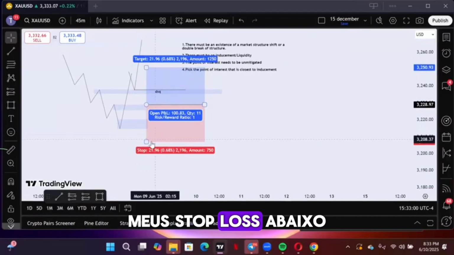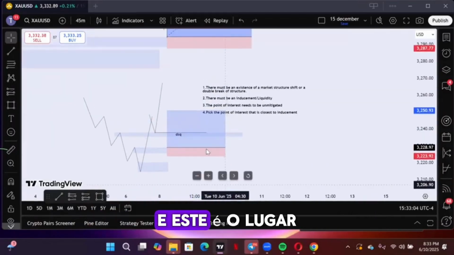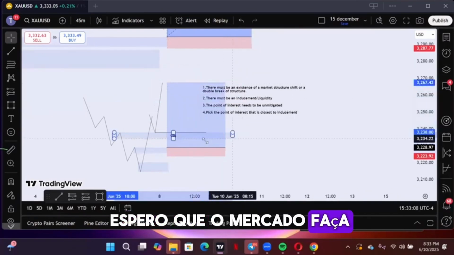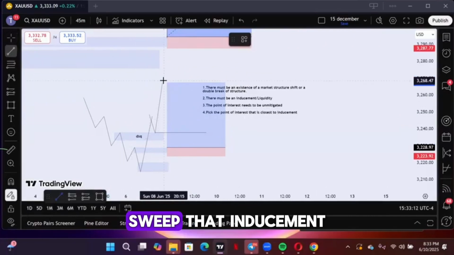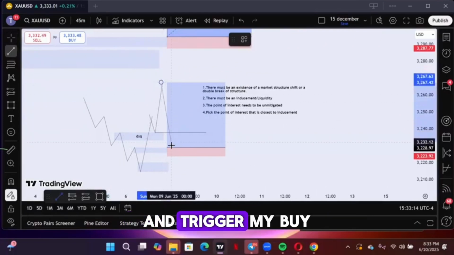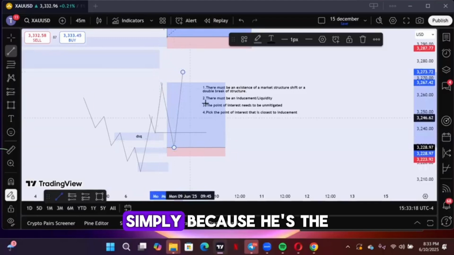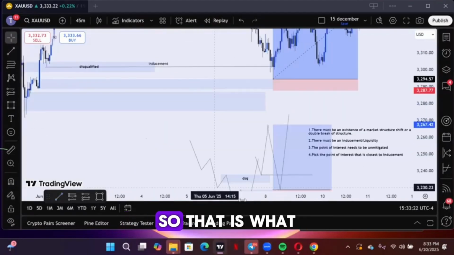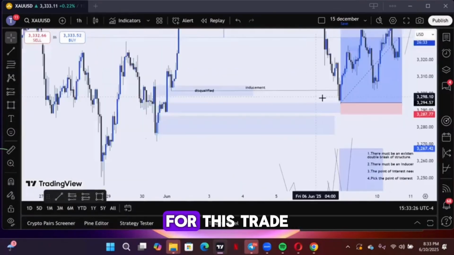Then my stop loss below the candles of the breaker block is probably going to be here, and this is where my entry is going to be. So what I expect market to do is to eventually come, sweep that inducement, then trigger my buy from this breaker block here, simply because it's the one that follows all these four rules completely. So that is what I literally did here for this trade.